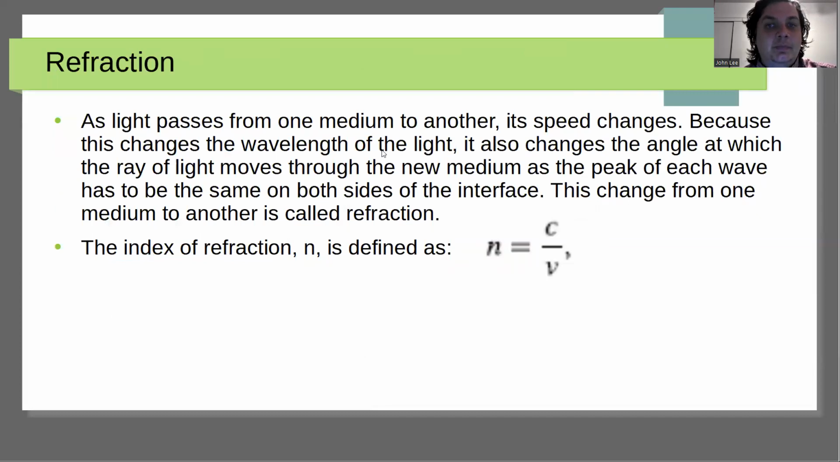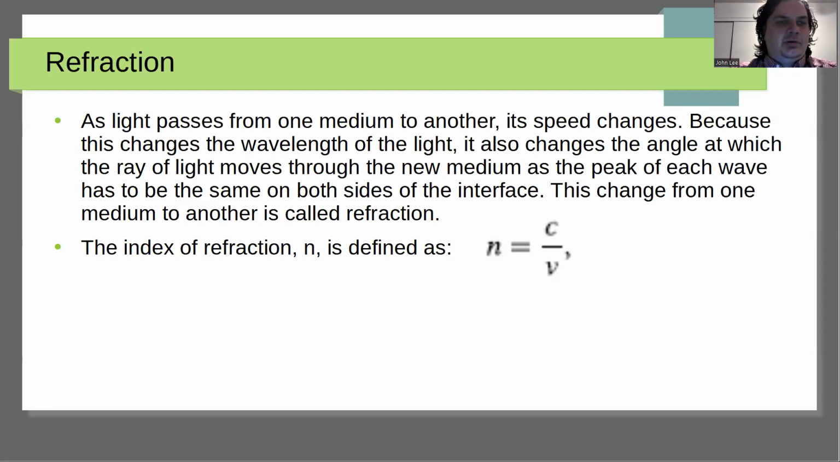So refraction is what happens when light actually passes through a medium. When light passes through glass, it bends a little bit, which you can tell if you're looking into a swimming pool or something. The bottom of the pool always looks a lot closer to us than it actually is, because the light is actually bending as we look at it.